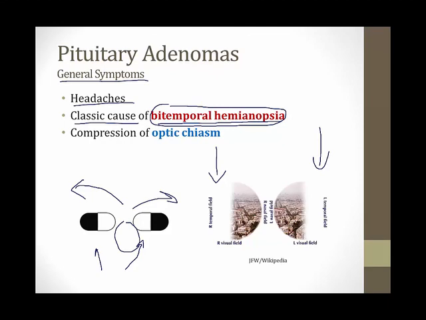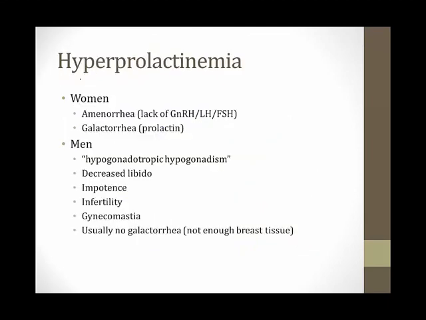And the reason this pattern of visual loss occurs is because there is compression of the optic chiasm, which, as I showed you before, sits right on top of the pituitary gland. Now let's get back to talking about pituitary adenomas that secrete prolactin, which are the most common type.